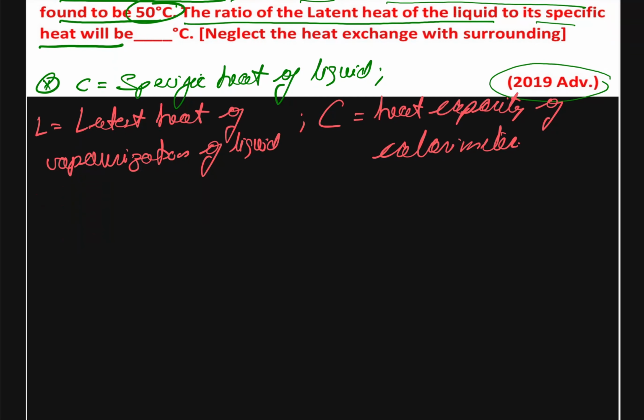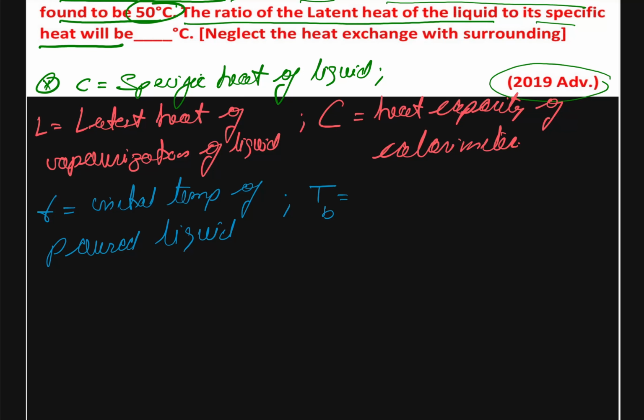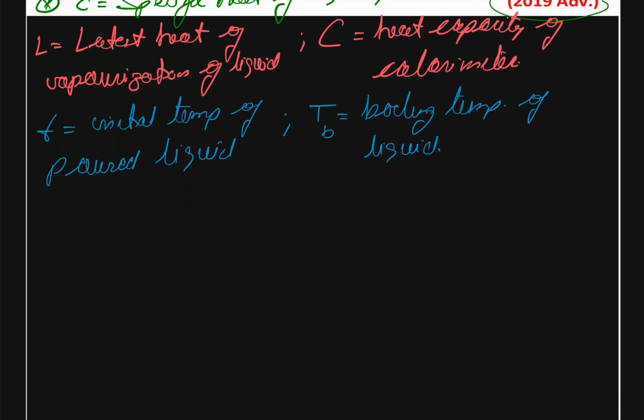Small t is the initial temperature of the poured liquid, capital TB is the boiling temperature of the liquid, and TC0 is the initial temperature of the calorimeter.